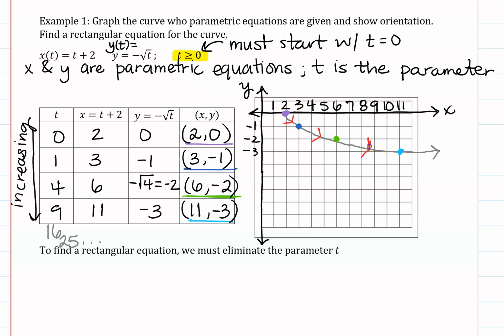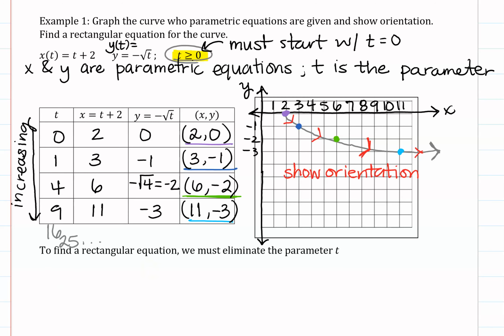So these red arrows on the graph show orientation. Whenever we graph a parametric equation, we need orientation arrows on the graph showing which way the graph is being traced out. Again, this last gray arrow is showing orientation as well, mainly because t is greater than or equal to 0, and so it's going to continue off in that direction forever.